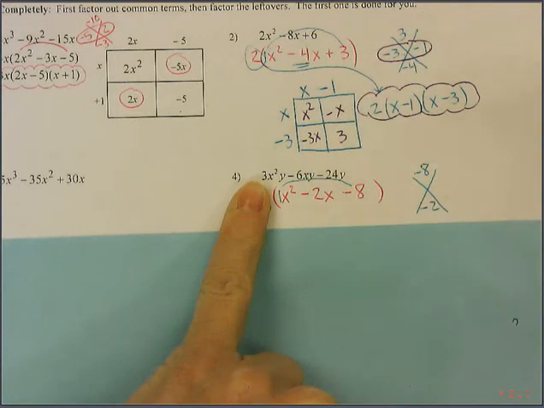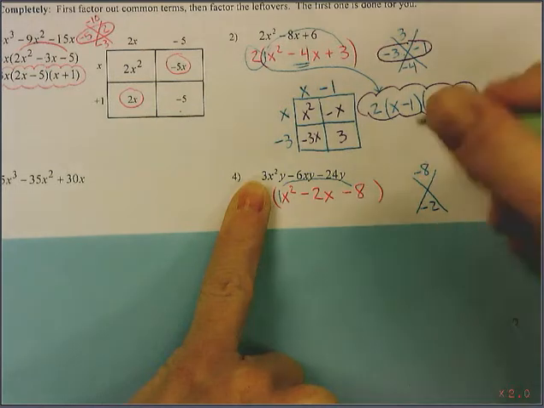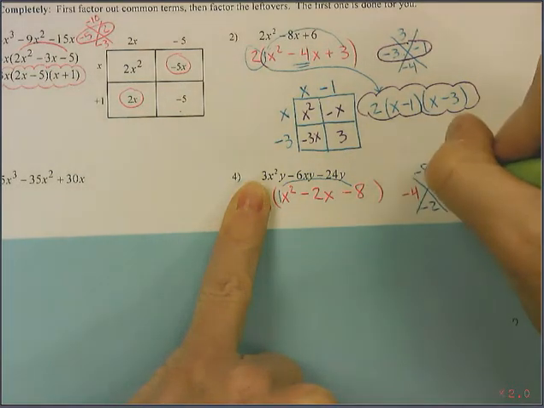And negative 2 goes down in the bottom for the diamonds. Two numbers that multiply to be negative 8 add up to negative 2. That's going to be negative 4 and positive 2.